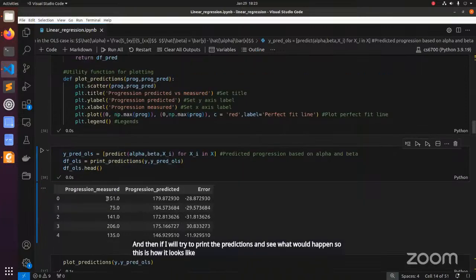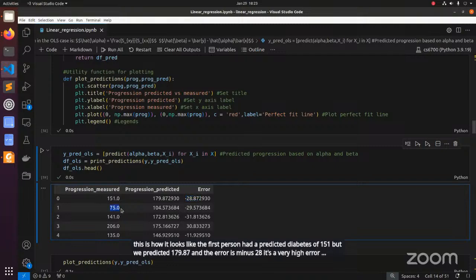The first person had a measured diabetes progression of 151, but we predicted 179.87, and the error is minus 28. It's a very high error though. The measured value of the zeroth person, this is the first person, is 75, and the predicted was 104.57. So the error is minus 29. So you can see that the model is still making a lot of error here, right?